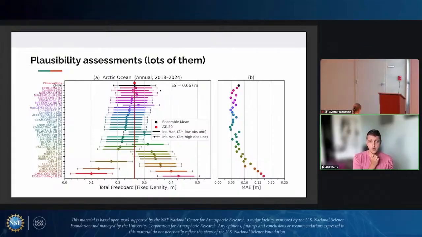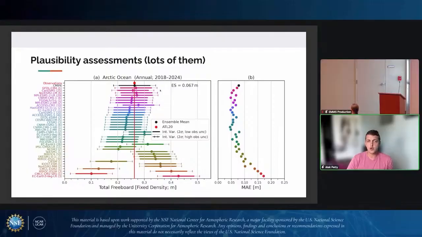This is a plausibility assessment. Here we're showing Arctic Ocean annual means for the ICESat-2 period, so all of the total freeboards that we've measured over the Arctic Ocean. The observations are shown by the red point and the vertical line. It's about 27 centimeters on average, if you're interested. Then all of the CMIP6 results are shown below that: the CMIP6 multi-model mean, and then all the individual models below.